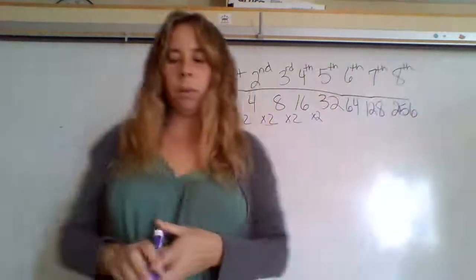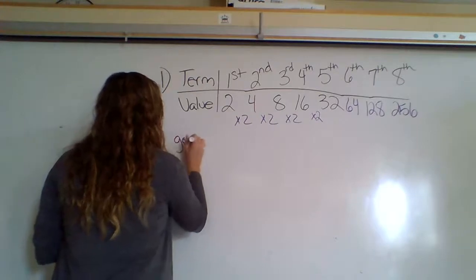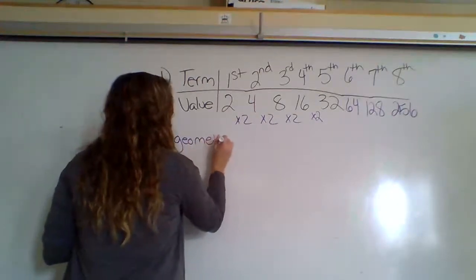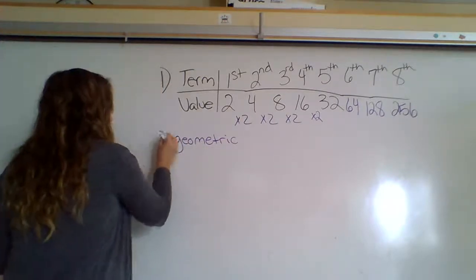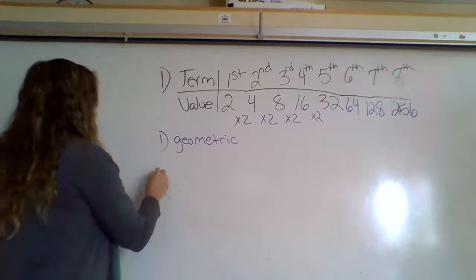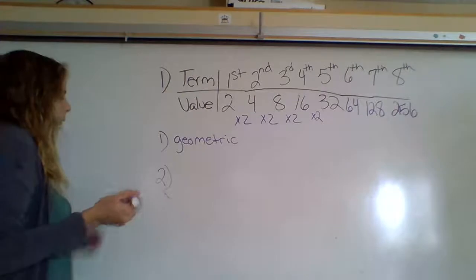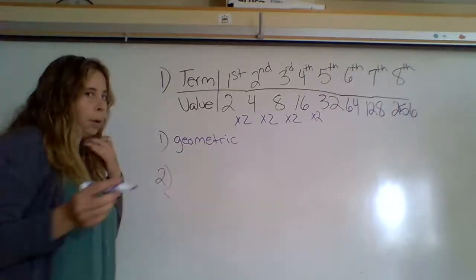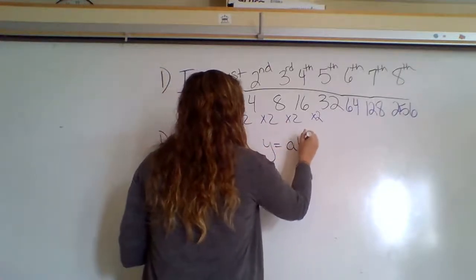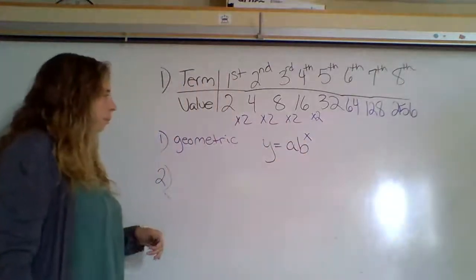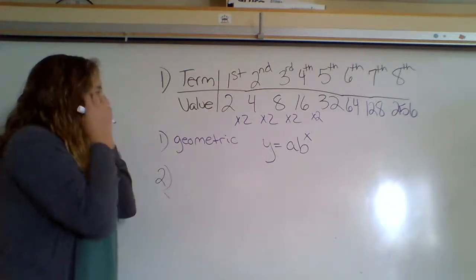And then we also have to write the type of sequence. It is geometric, because we're multiplying by the same number each time. And then we have to write an equation. To write an equation for a geometric, you're using this form: y equals a b to the x. You could write it using your first term, but I want you to write it using the y-intercept.